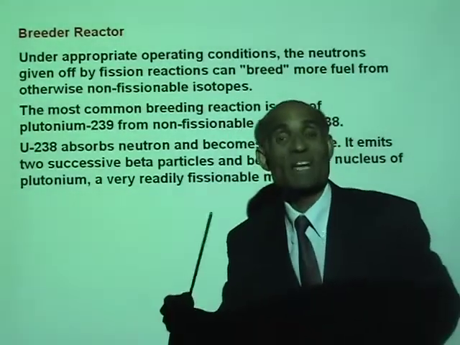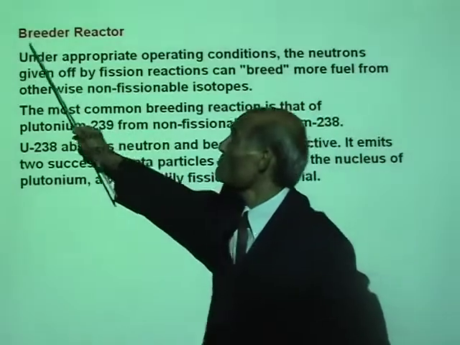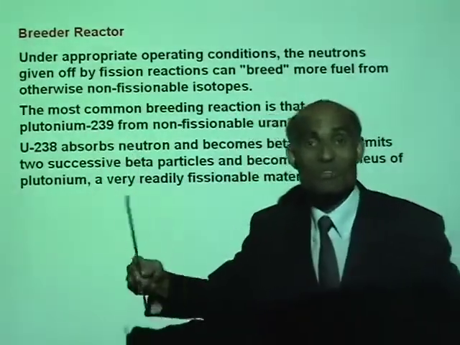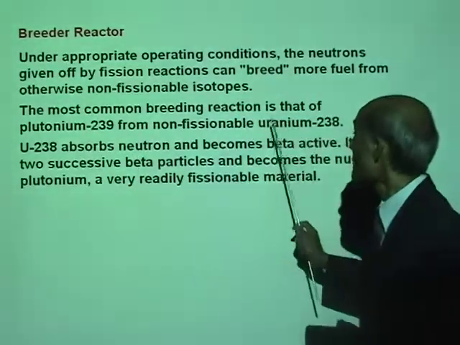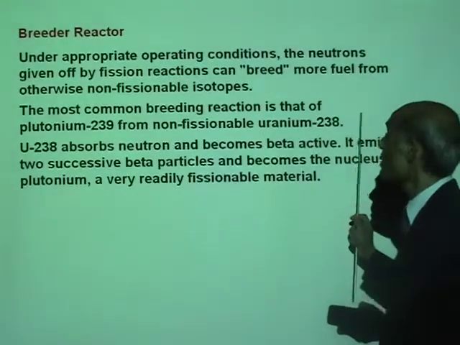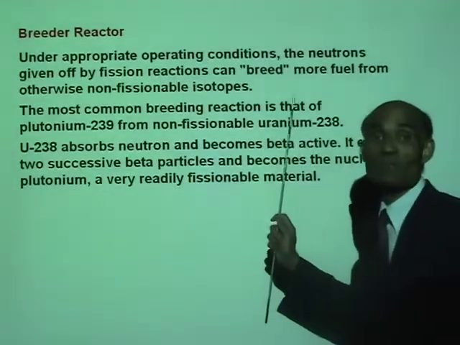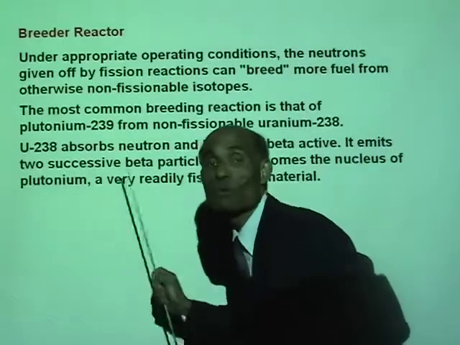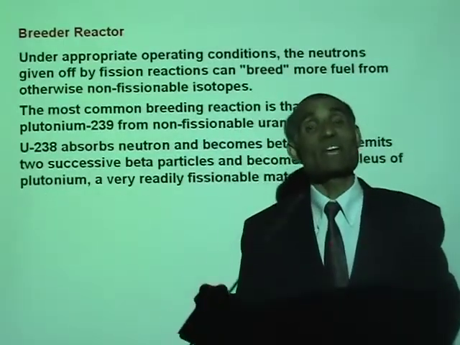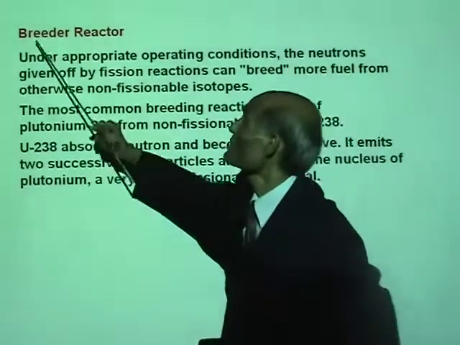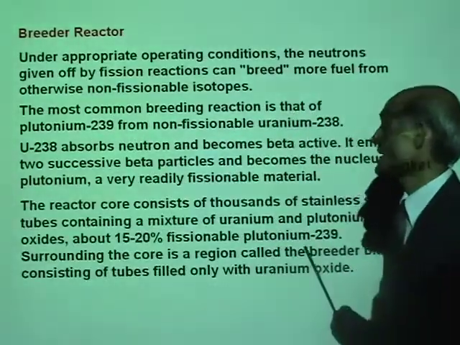So what is this reactor doing? This reactor is breeding fissionable material. You see? From a non-fissionable material, uranium-238, it is breeding plutonium-239 that is fissionable. Such a reactor is called a breeder reactor.